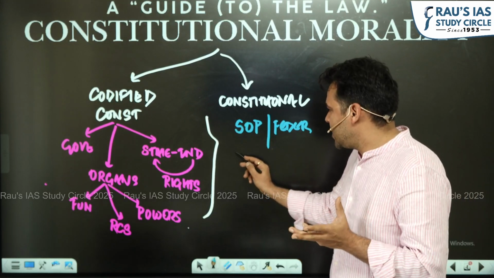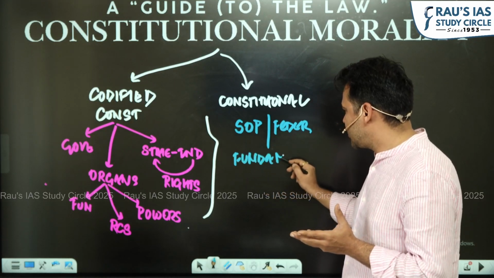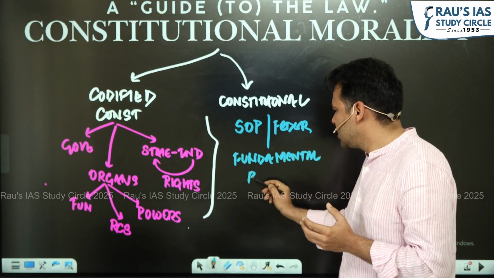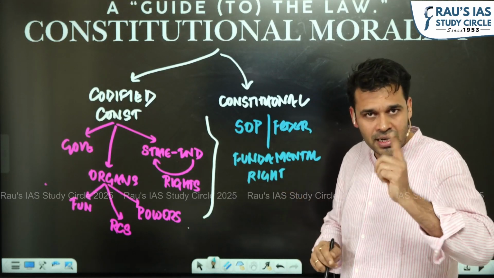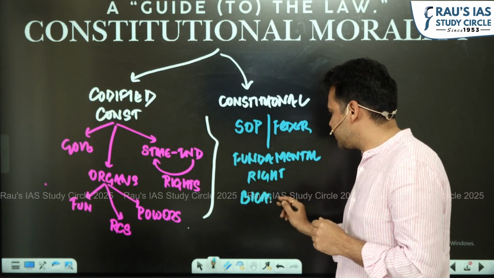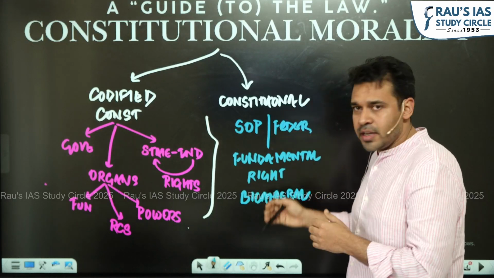Then we have provided fundamental rights, which essentially, if you look, act as a restriction on the state. So that is a limited state that we have created. We have created a bicameral legislature. So power is fragmented at the central level. So bicameralism, in essence, is again a sort of creation of a limited state.